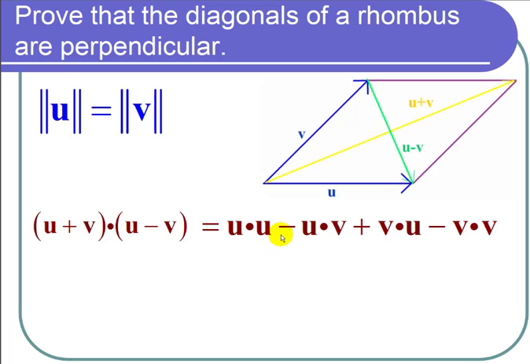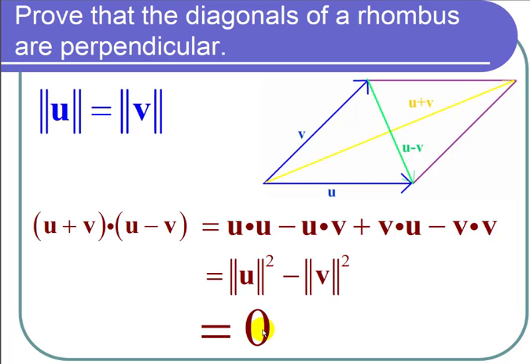And for the outside terms, if I take a vector and dot it with itself, I get the square of the magnitude. So u dot u is the magnitude of u squared, and v dot v is the magnitude of v squared. Well, that's good because the magnitude of u is equal to the magnitude of v. So the magnitude of u squared is equal to the magnitude of v squared. So when I subtract them, I just get 0.